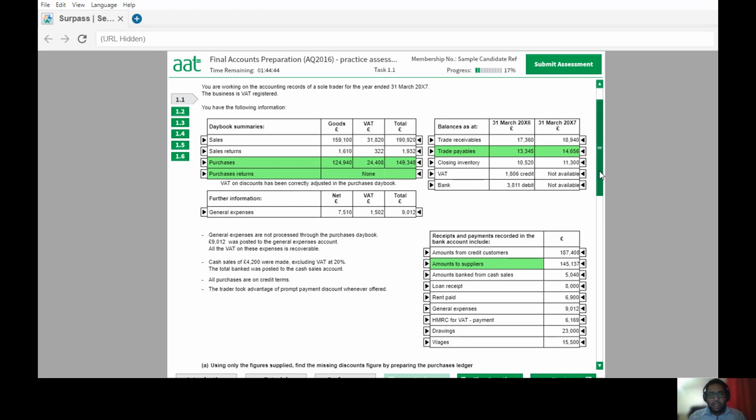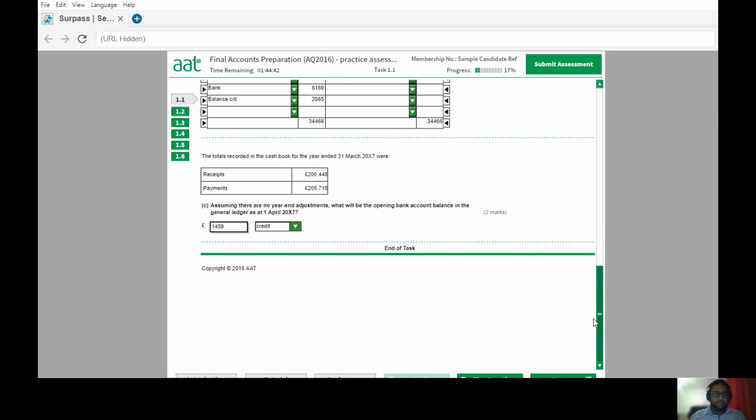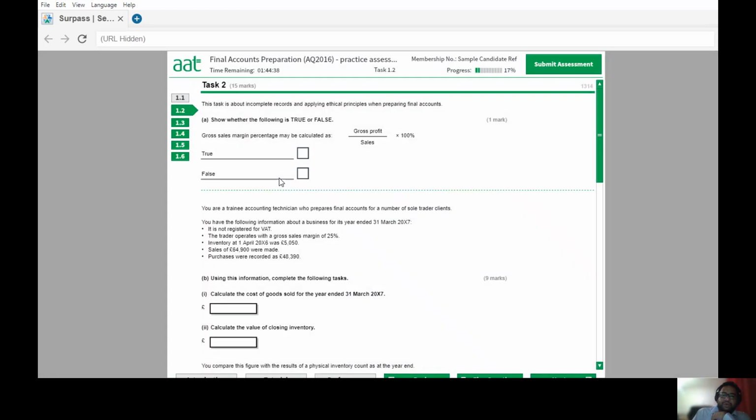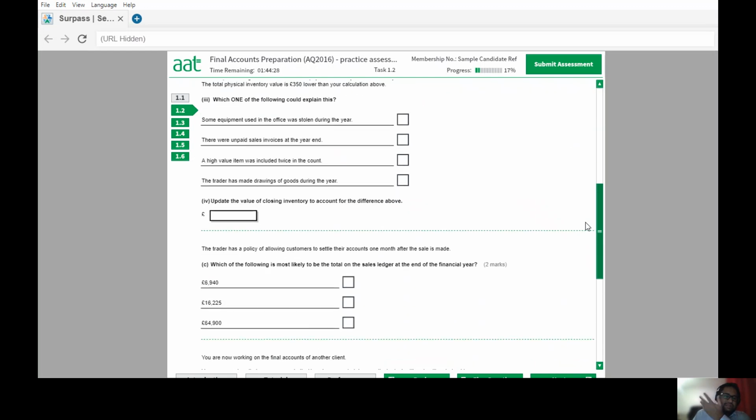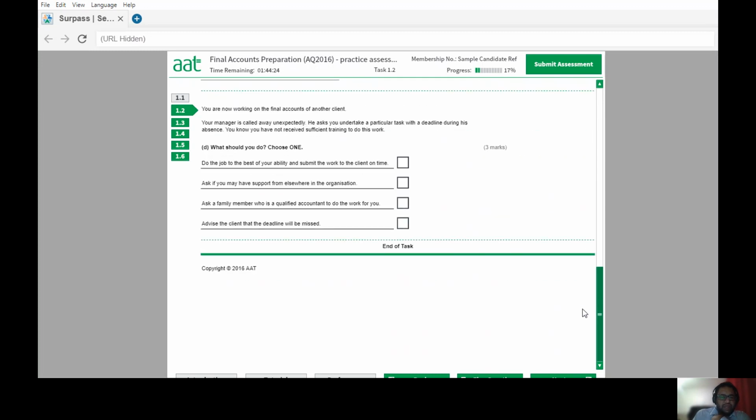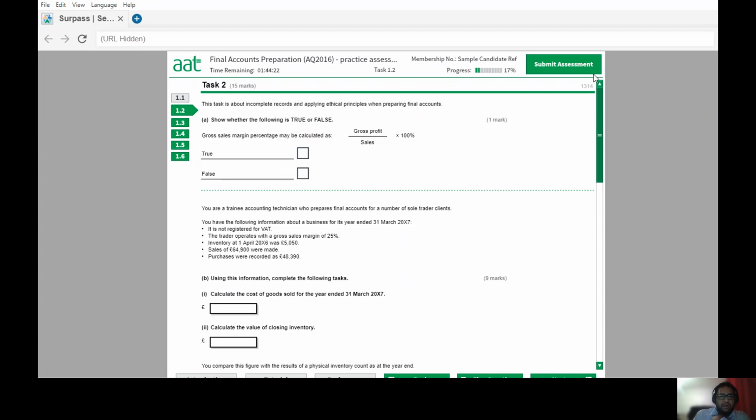Now let's move on to question number 2. This question number 2 is more about accounting principles, and obviously it's still going to be calculating your margins and markup, and then some logical questions there. It's not a big one anyway, for a total of 15 marks. So let's have a quick look at the first question here.